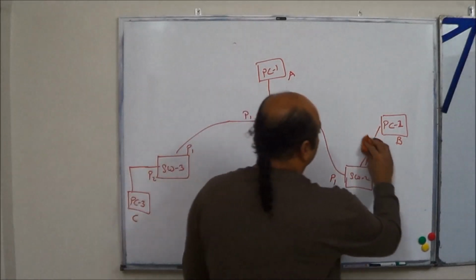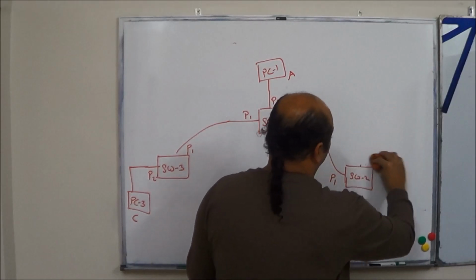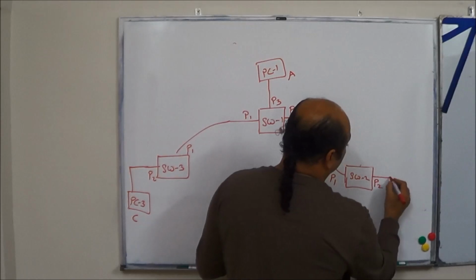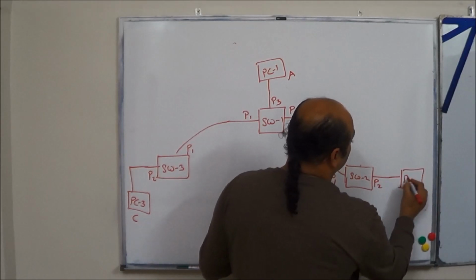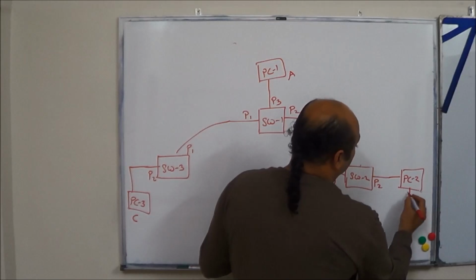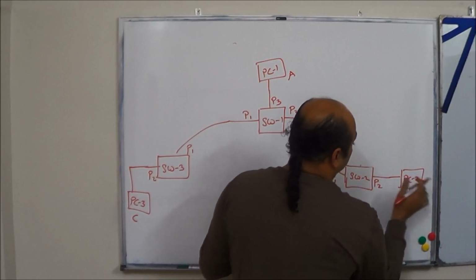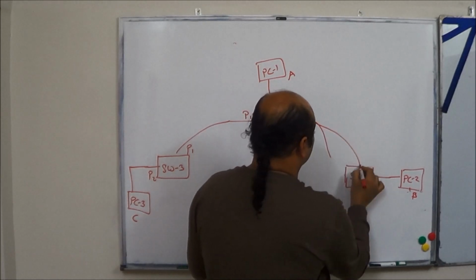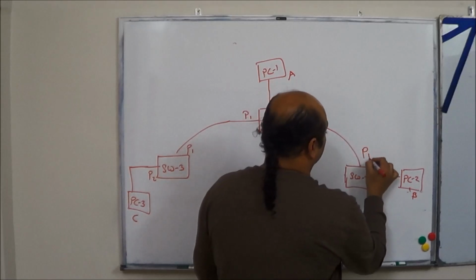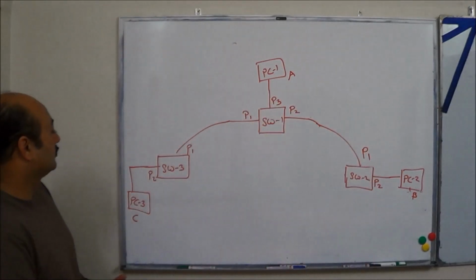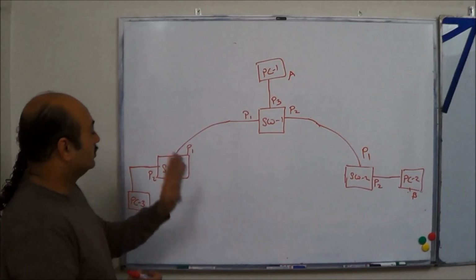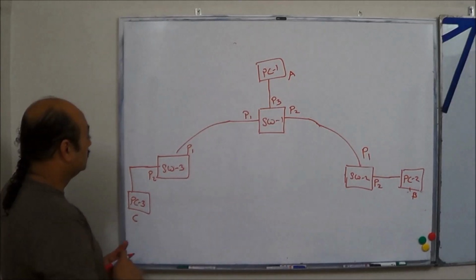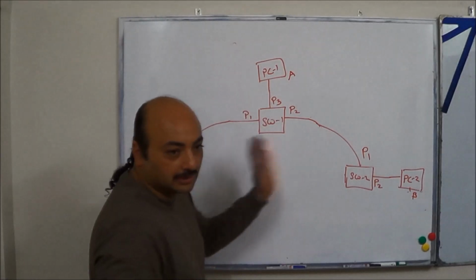Drag and drop like this for clarity. Port P2, PC2, MAC address B. Let's make this port P1 here. How many switches? 3 switches. Switch 3, switch 1, switch 2. Or you can have switch 1, switch 2, switch 3, doesn't matter, it's just numbered.